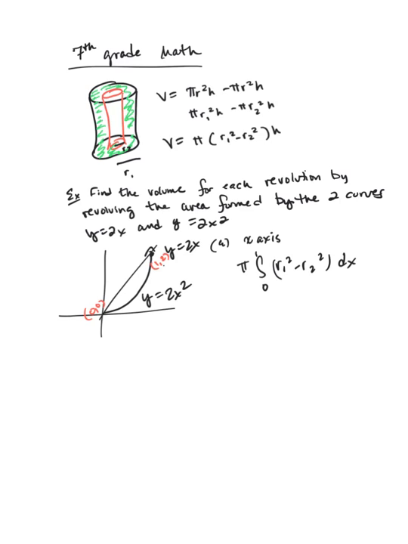So when you're looking at r1, that's the outer radius, right? So r1 is the distance from 2x to the x-axis, which is y equals 0. So R1 is literally the function 2x. Now R2 is this inner radius. Well, this inner radius is that R2 is equal to 2x squared.